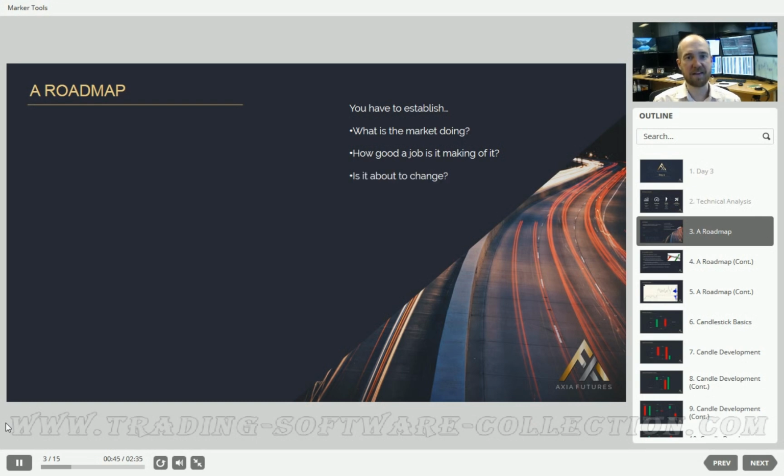And again, that is then going to bring you to the next area. Is this about to change? Are we going to see the end to a move? Are we going to see perhaps just a pullback and continuation? Yeah, it is something changing.